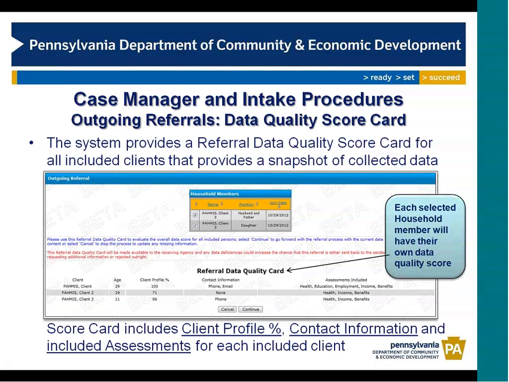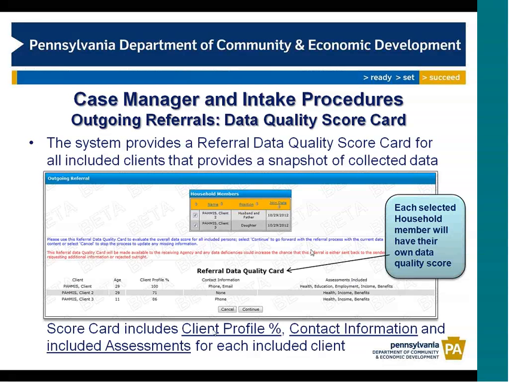Along with this household selection, on the same screen, we have what we call our referral data quality scorecard. For all included clients, it provides a quick snapshot of all the data that's currently collected for that client. As you check and uncheck household members, they come and go on the scorecard. It's built dynamically. Each included client has their name and their age, plus 3 different data quality sets: the client profile percentage, the contact information, and the included assessments.